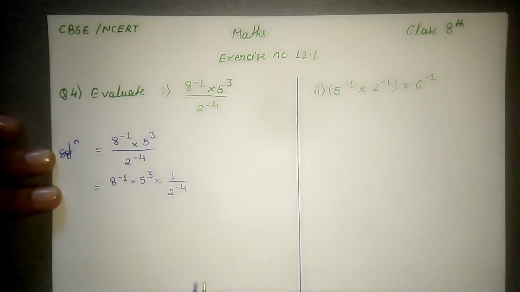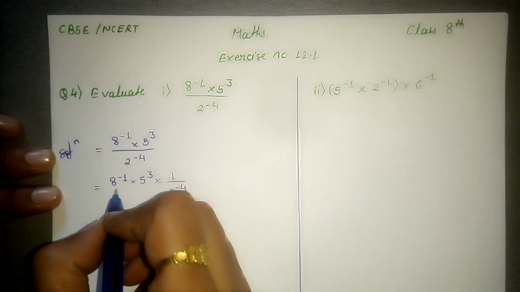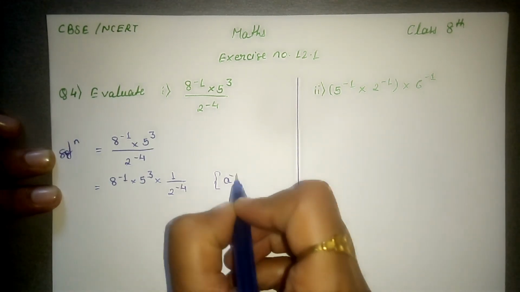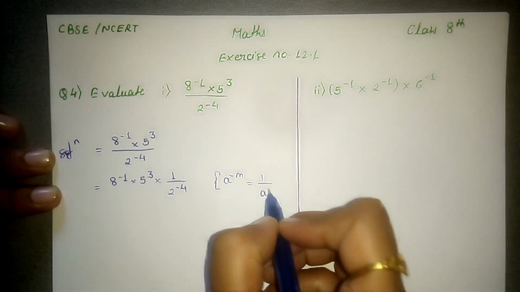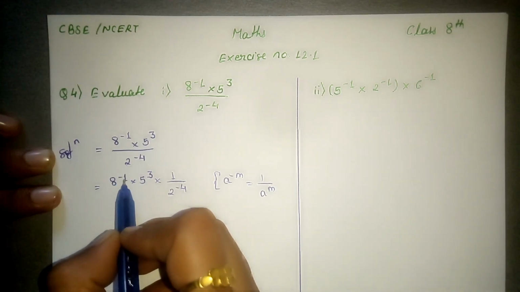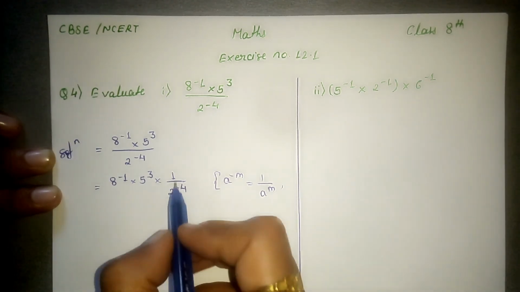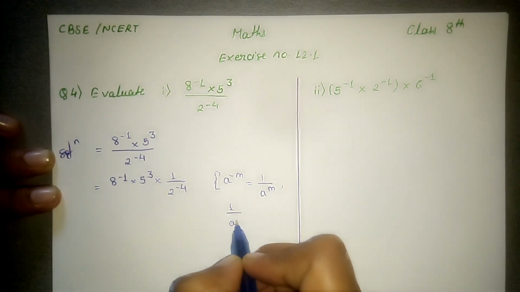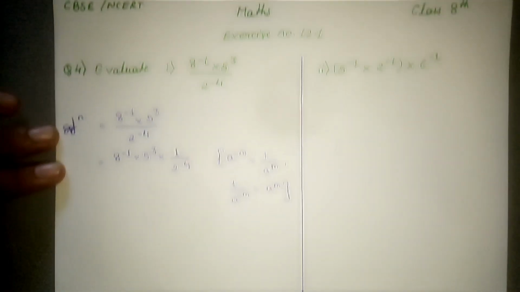Now to simplify it, we have to apply the laws of exponents. Here 8 raised to the power minus 1 is in the form of a raised to the power minus m, and we have a law that a raised to the power minus m equals 1 upon a raised to the power m. Always remember that if the exponent is negative, we have to make it positive, and for that we apply this law. And here it is given 1 upon 2 raised to the power minus 4. For this we can apply the law that 1 upon a raised to the power minus m equals a raised to the power m. So these two laws we will apply here.